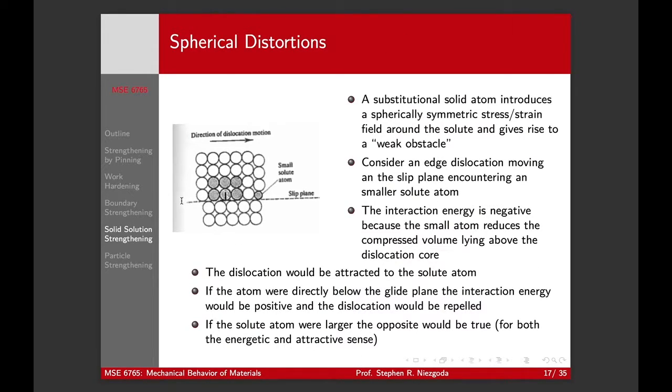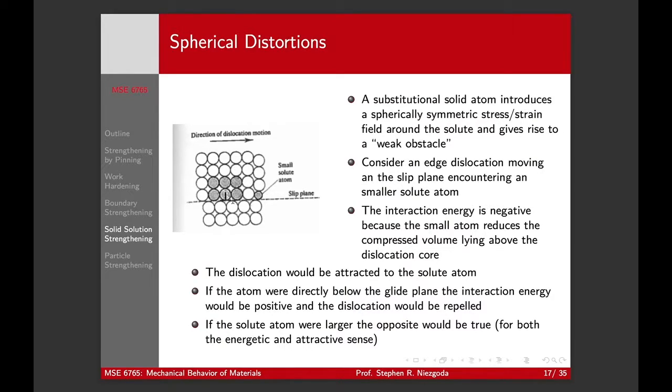So here's our picture. Here we have an edge dislocation on the slip plane. And let's think about the stress field above and below this dislocation. Here we've got this extra half plane of atoms, so these atoms are squished together, right? So they are seeing a compressive stress. Down here, these atoms are pulled apart, so they're seeing a tensile stress.